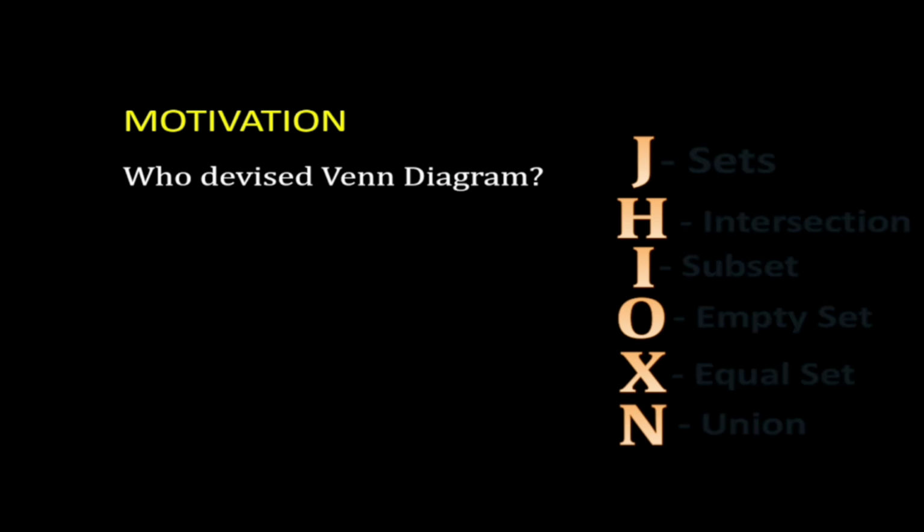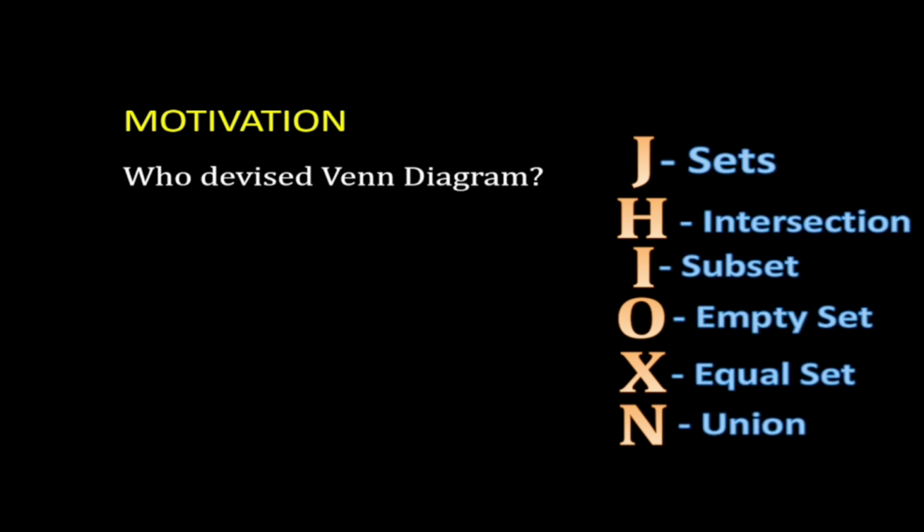For letter J, that's set. For letter H, intersection. For I, subset. O, empty set. X, equal set. And N for union. So question number 1: a collection of well-defined objects. Okay, very good. The correct answer is sets, and that is letter J.